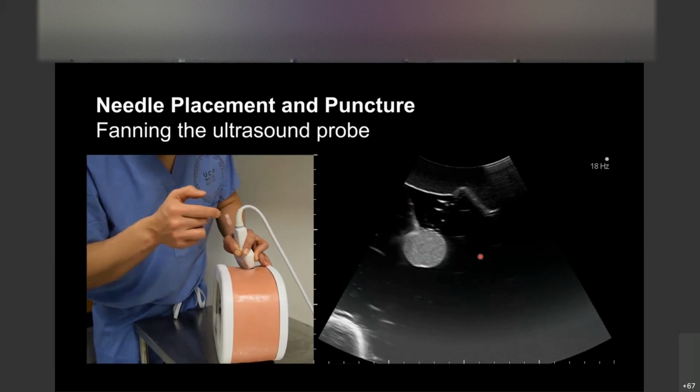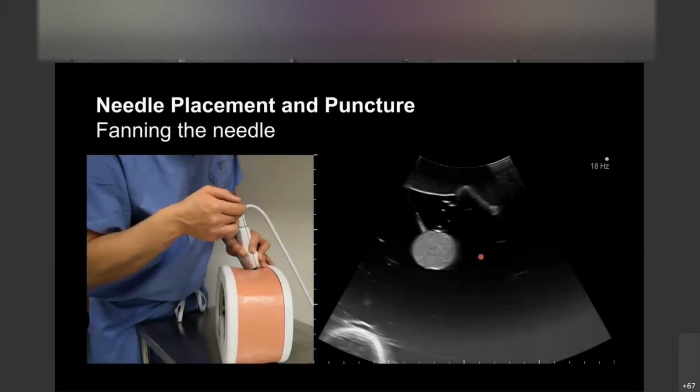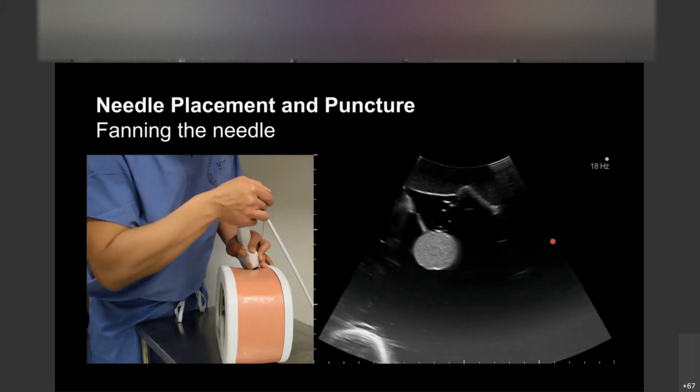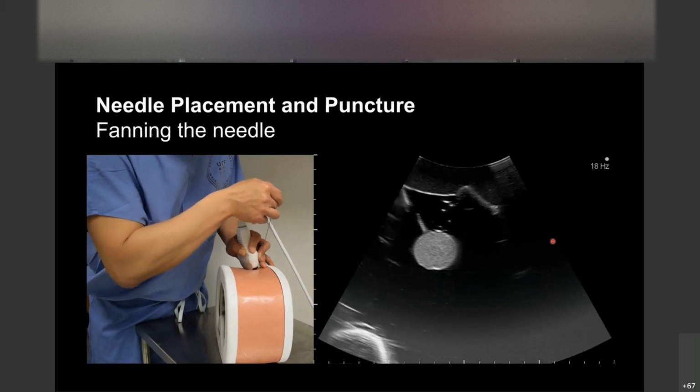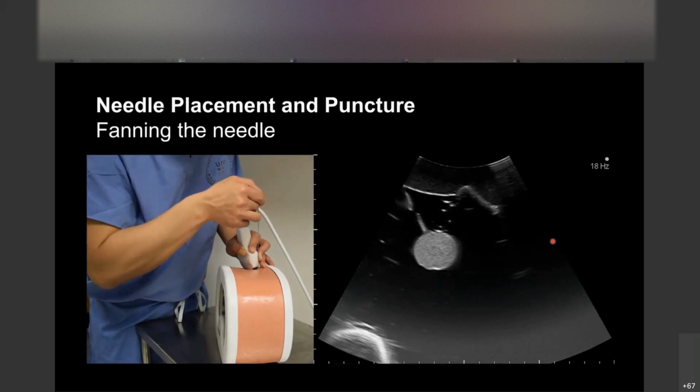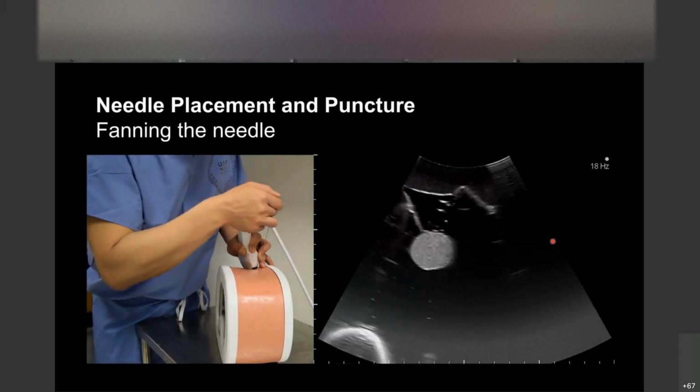So if you're confident in moving your left hand and your right hand together, you can achieve access in a variety of situations. And you can see the effect of moving the needle in and out of the plane of the image. You can really only see the tip here. That's the key.